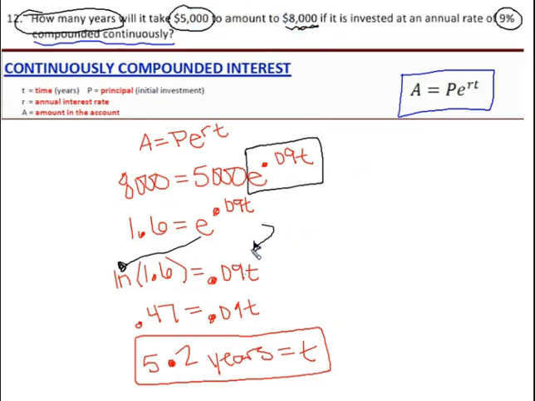So this is a really handy formula. Exponentials and logarithms are very useful, especially when you're dealing with money. I think that's pretty precious to all of us, especially in the future.